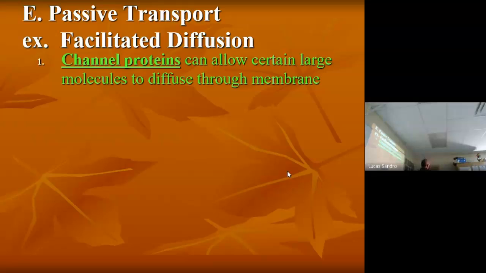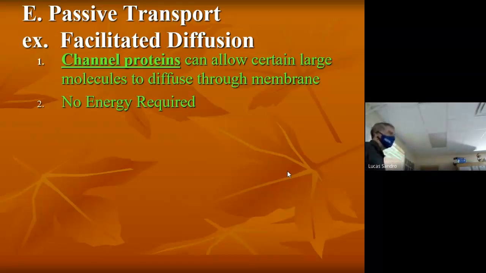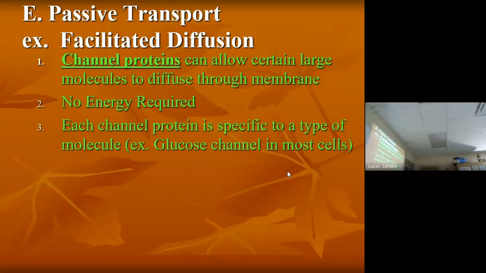And the help comes in the form of a hole in the cell membrane. But a hole that's very specific and only allows a certain type of molecule through. You don't have to have any energy for this one, except for the energy that it took to make the channel protein. Again, they tend to be very specific. The glucose channel in most cells is an example that would be good to remember.